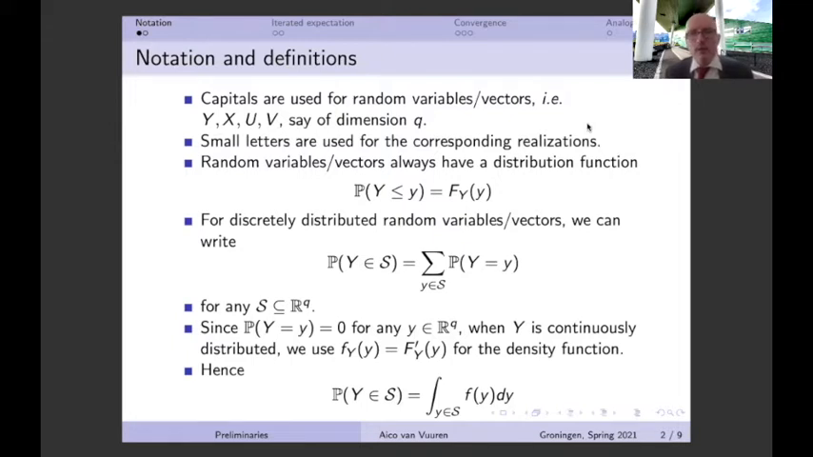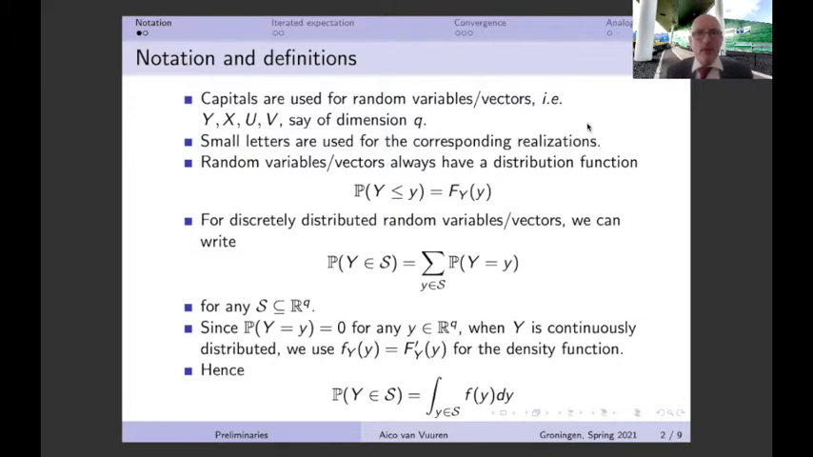So therefore, I will talk a lot about probability theory, and I'm pretty sure that you already know a lot about probability theory as well. And one thing that I'm pretty sure you already know is that probability theory usually is about so-called random variables and vectors. In that sense, I'm going to use the following notation.